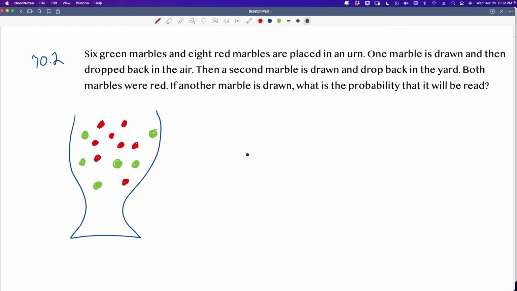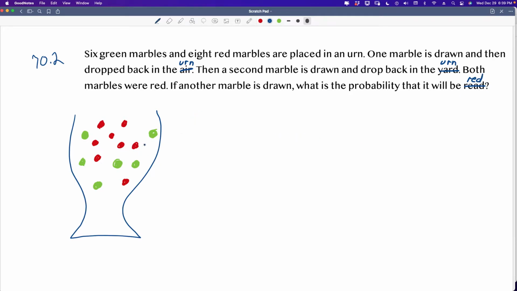Now all the marbles are the same size, same shape. There's nothing that you can feel on them that will differentiate between their color. Okay? One marble is drawn and then dropped back in the, I should say urn, sorry. I misspelled it. Autocorrect changed it. Then a second marble is drawn and dropped back in the, and that should say urn as well. Autocorrect has not been doing me well tonight. Both of those marbles were red. If another marble is drawn, what is the probability that it will be red? Again, with the misspelling, Miss Tracy. Oh my goodness.